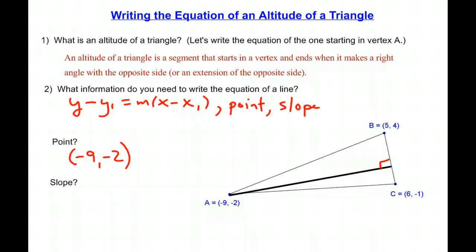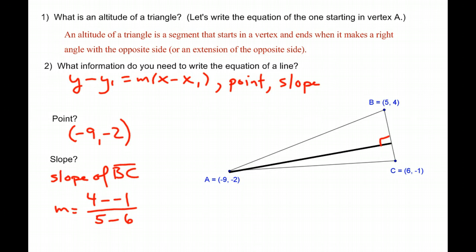But I can find the slope of BC, and since it's making a right angle with that, I can take the negative reciprocal to find the slope of the altitude. So let's get the slope of BC. And to set that up, we're going to go 4 minus a -1 all over 5 minus 6. So that is the right setup for the slope. 4 minus a -1 comes out to be 5. And 5 minus 6 is a -1. So our slope of side BC is -5.